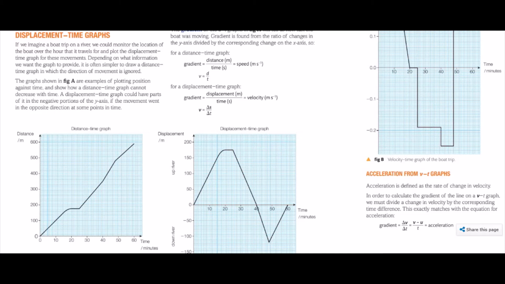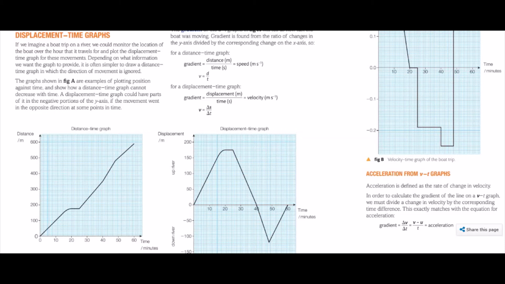With distance, it doesn't matter. If you're going to the right at 5 meters per second or to the left at 5 meters per second, it's still 5 meters per second. So it gives you the same information. The information that you can extract from displacement time graphs or distance time graphs is velocity. You can get the velocity by looking at the slope of the displacement or distance time graphs.